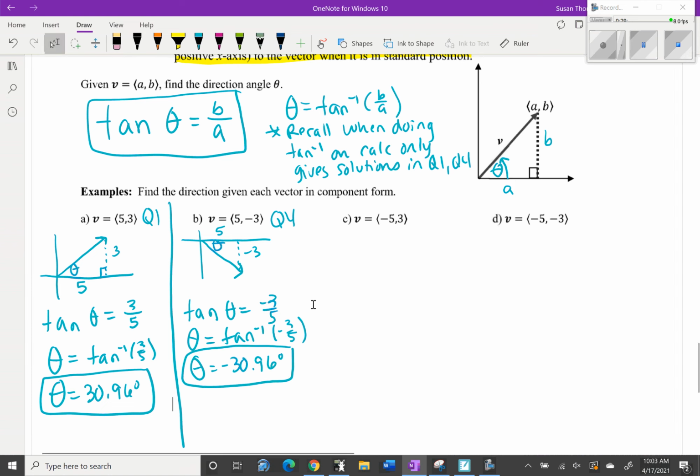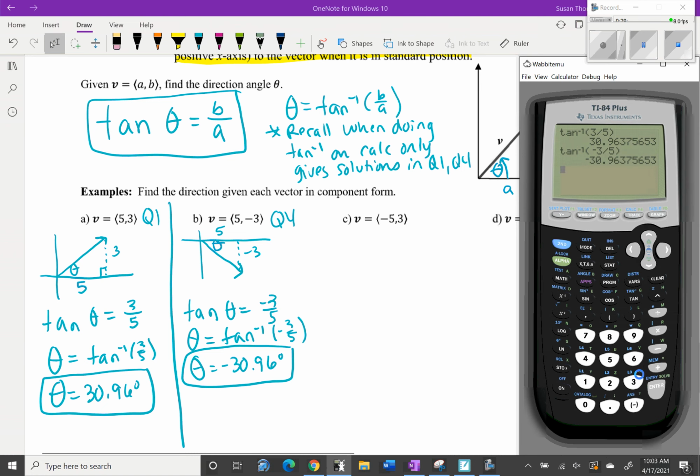Of course, if you wanted to find the coterminal angle to that, you could add 360 degrees. So if I added 360, the coterminal angle that's positive would be 329.03 degrees. We could also use that as our direction. So you can use that coterminal angle and just have the positive angle measurement.